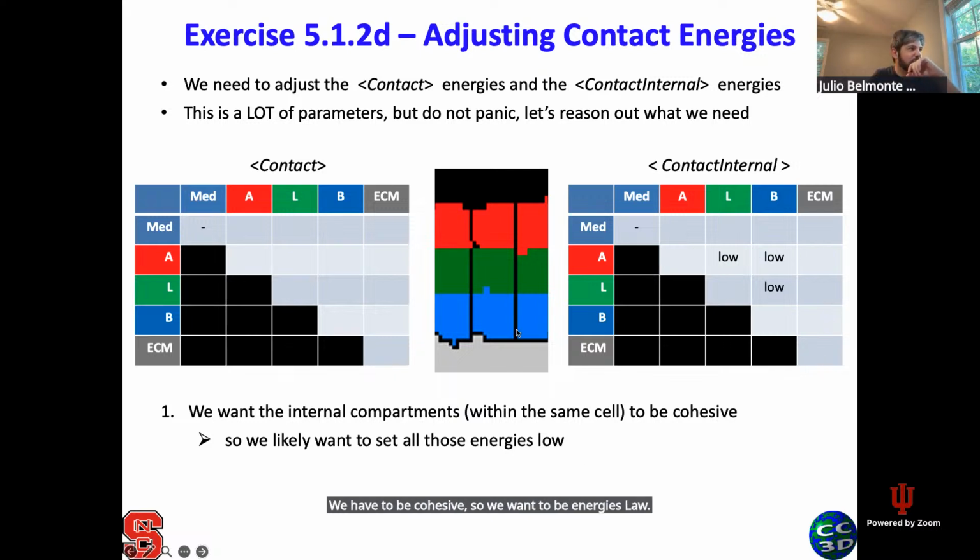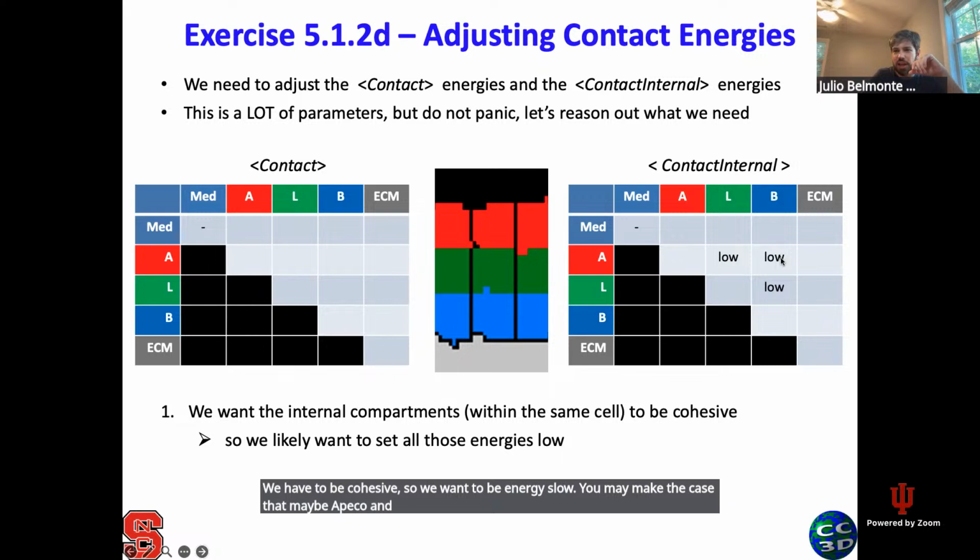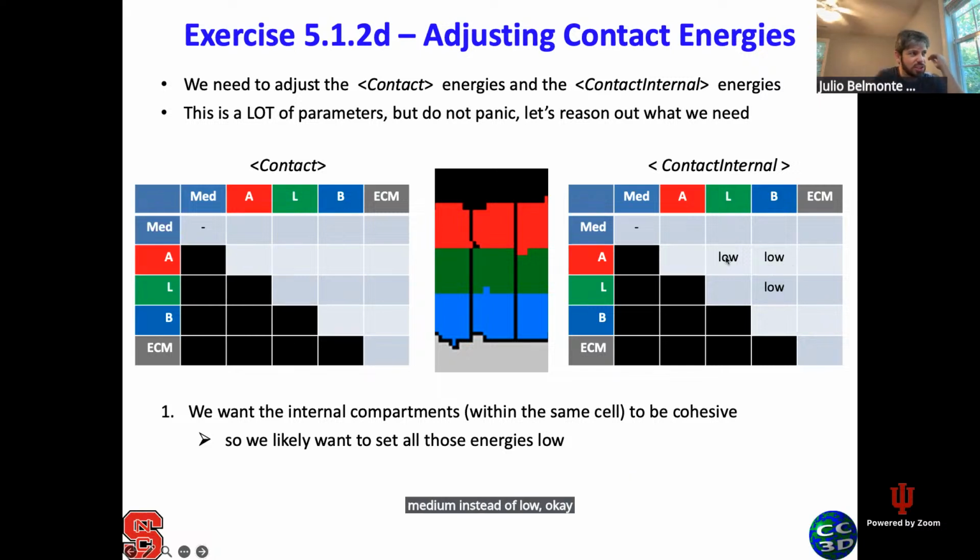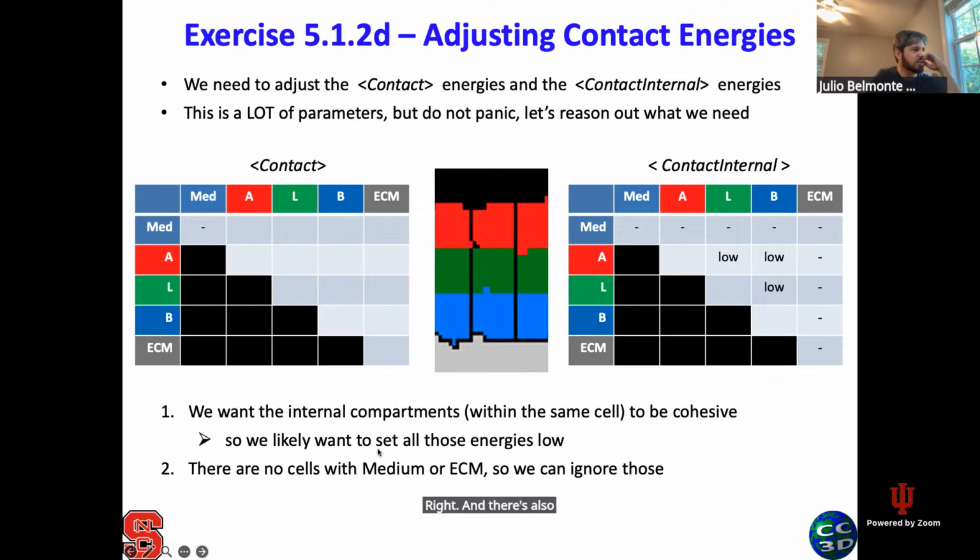You may make the case that maybe apical and basal should be a little bit higher because they should be on the opposite sides of the cell. So maybe this should be medium instead of low, okay? But in general, they should be low. Does that make sense?